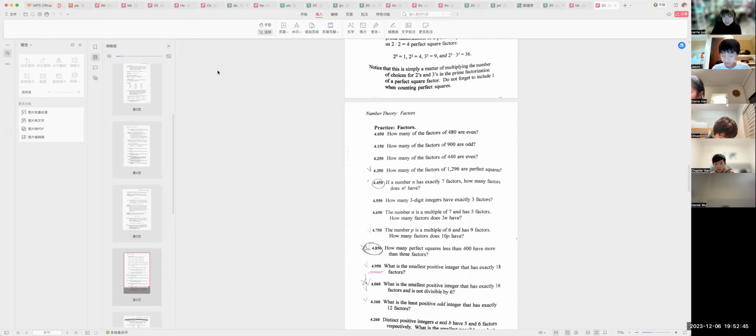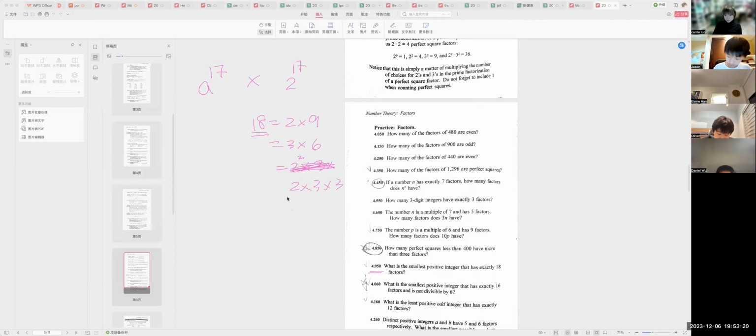So exactly 18 factors. In order to get 18 factors, could it be a to the power 17? We definitely don't consider that, right? Even 2 to the power 17, this number is very large. Okay, so we need to make it as small as possible. So 18 could equal what? 18 could equal 2 times 9, or 3 times 6, or actually, you can prime factorize. 18 equals 2 times 3 times 3. Correct?